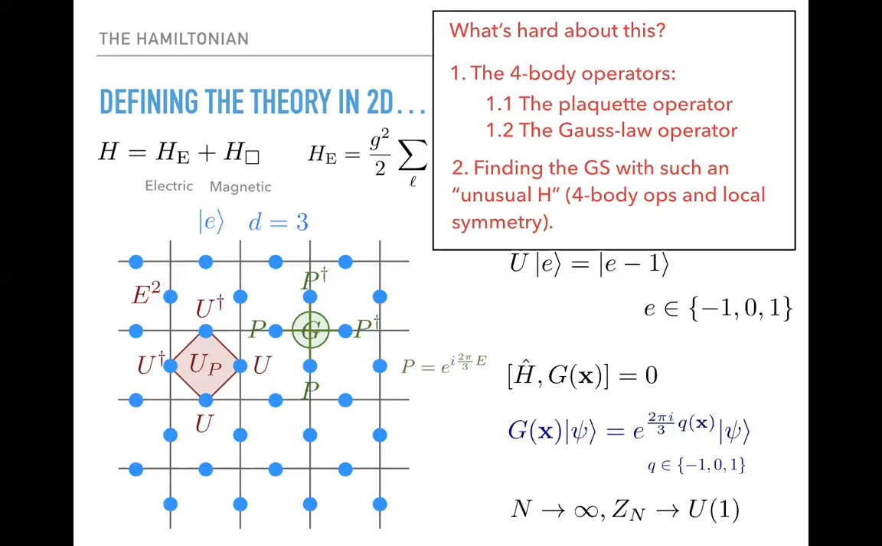Okay. So what's hard about this approach? Basically, the hard part is these four-body operators. The plaquette operator and the Gauss law operator are the ones that we need to care about. These are the hard parts.